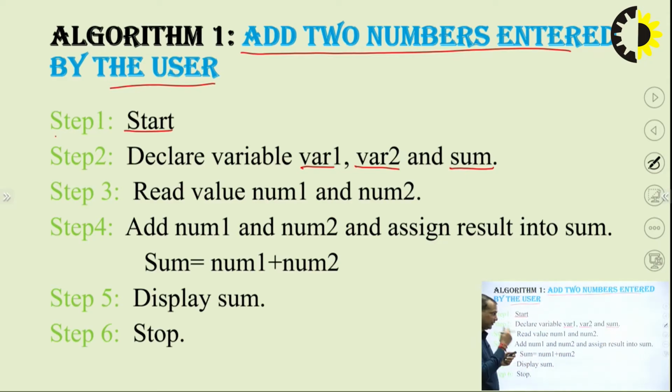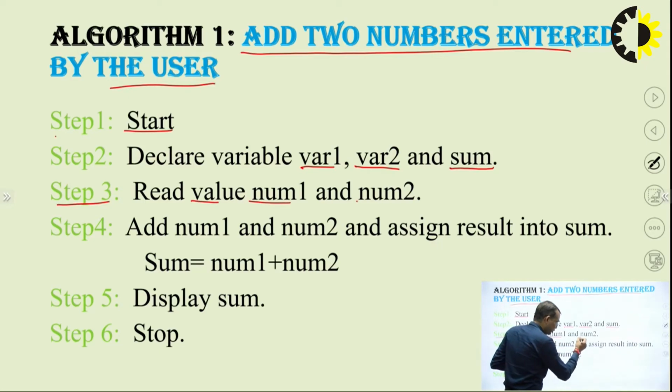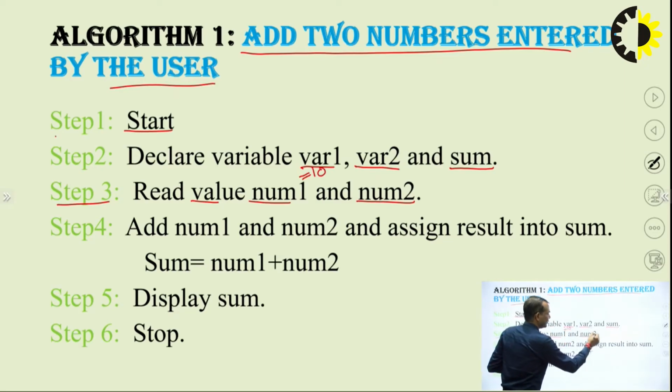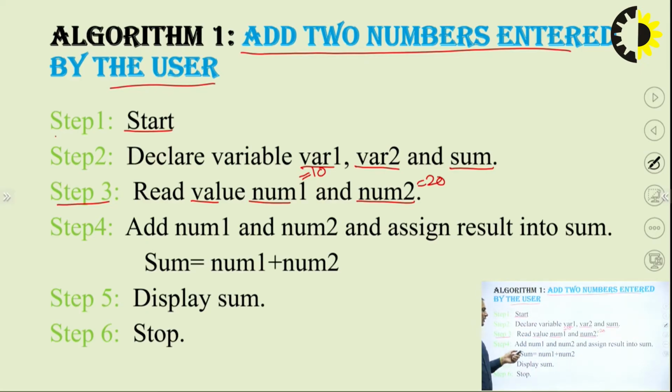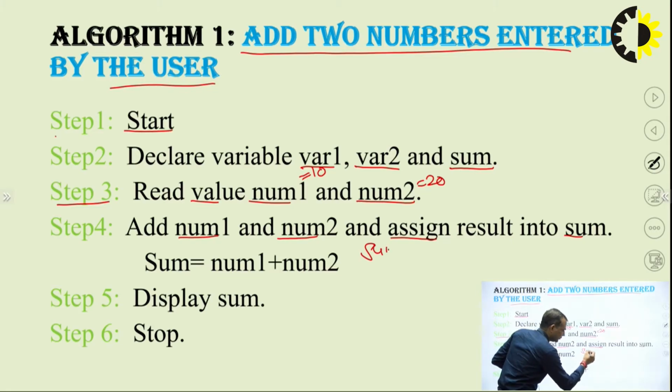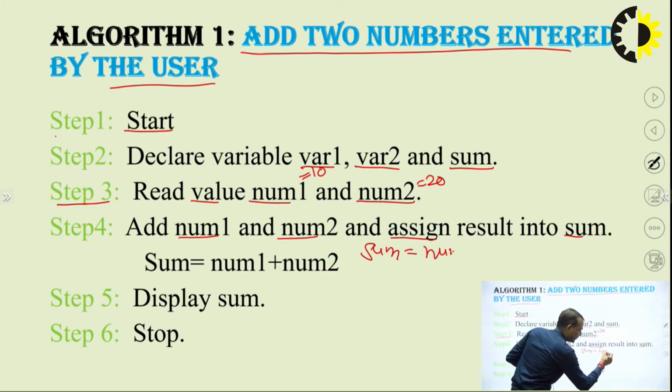Now we have to ask for the value. Step 3 is to read the value of number 1 and number 2. Suppose number 1 value is 10 and number 2 value is 20. Next, we add number 1 and number 2 and assign the result into sum. That means we use sum = num1 + num2.